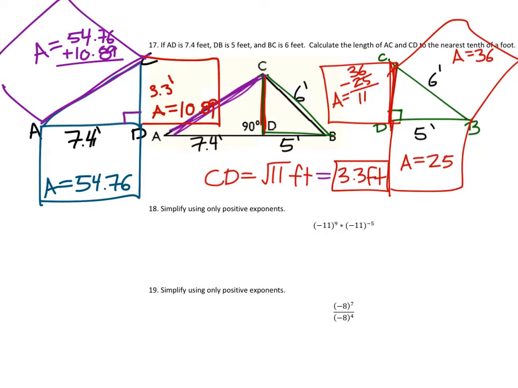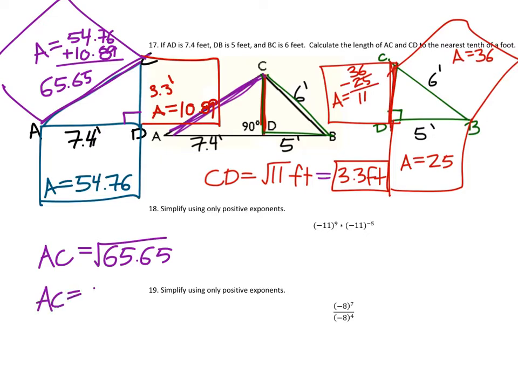Adding these two together, I got 65.65. Now that's just the area. The length of AC is going to be that area, 65.65, square rooted, which in my calculator should give me a decimal right away. So the length of AC is 8.1. Don't forget to label that again in feet.